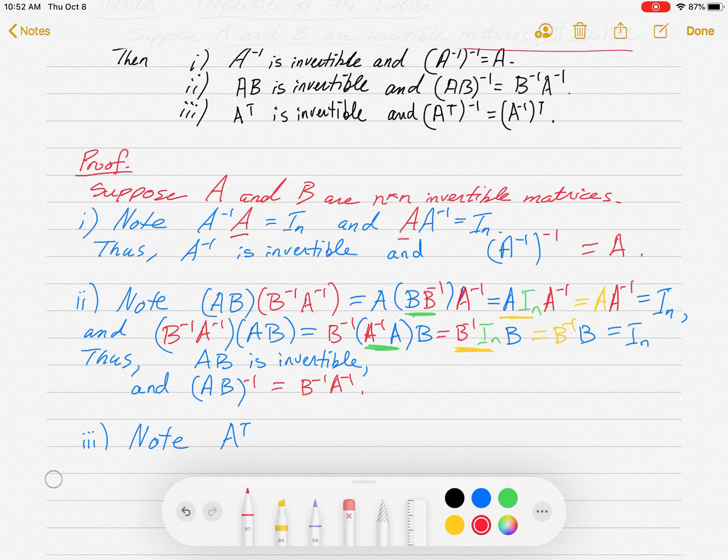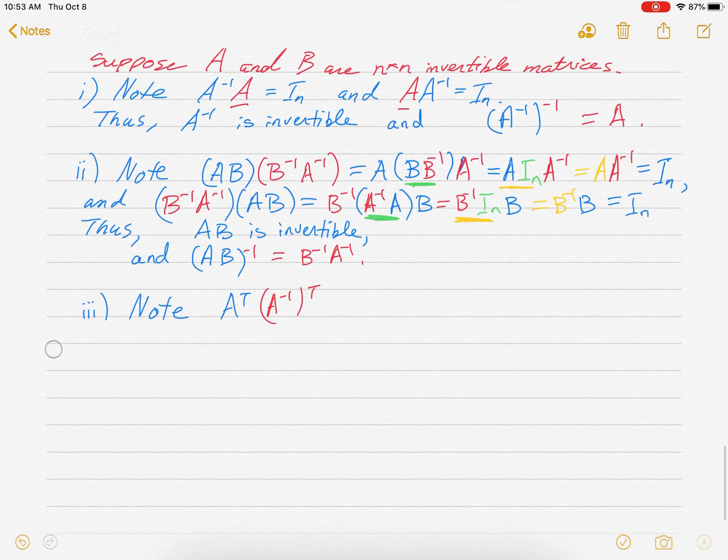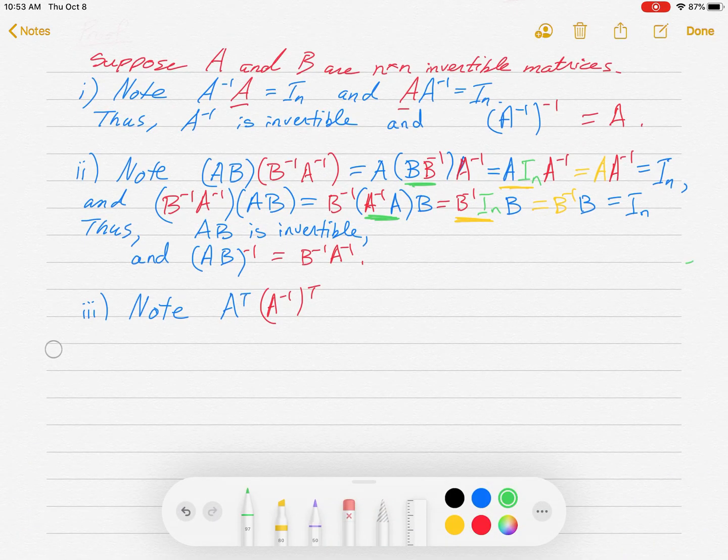So let's look at A transposed. So we want to think, okay, what do we have to multiply A transpose by to get the identity? There's kind of a hint here, right? We know that it's supposed to be this thing, A inverse transposed. Let's see if this works.